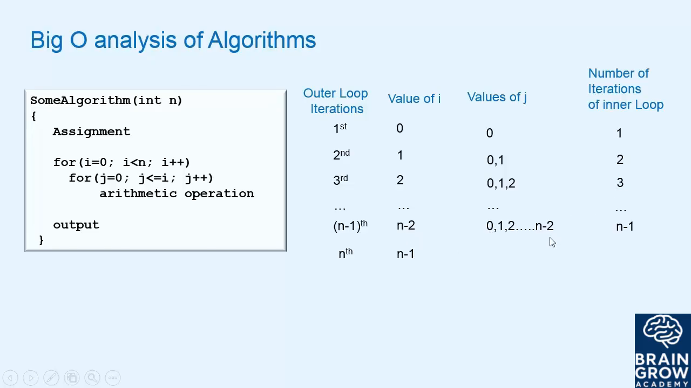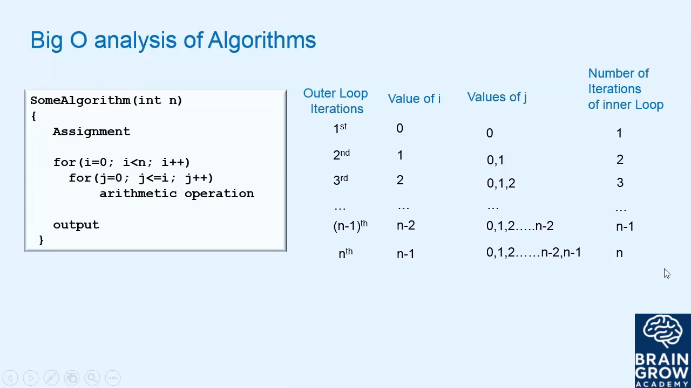So j goes from 0 to n minus 2. These are total n minus 1 values. So the total number of iterations in this case is n minus 1. In the last iteration, the value of i is n minus 1. So j goes from 0 to n minus 1. These are total n values. So the number of iterations of the inner loop in this case is equal to n.